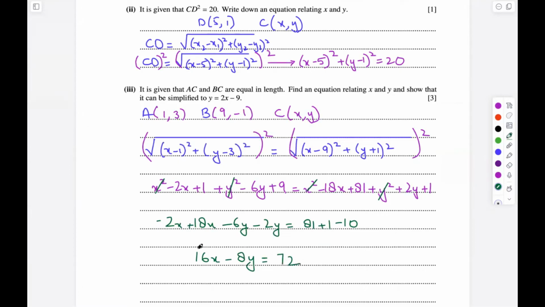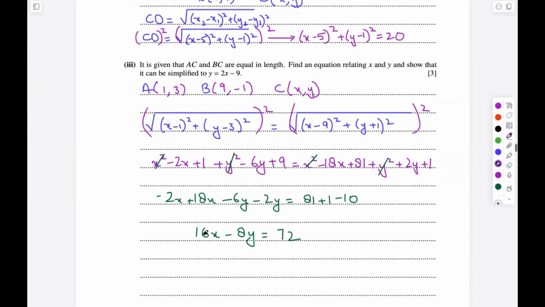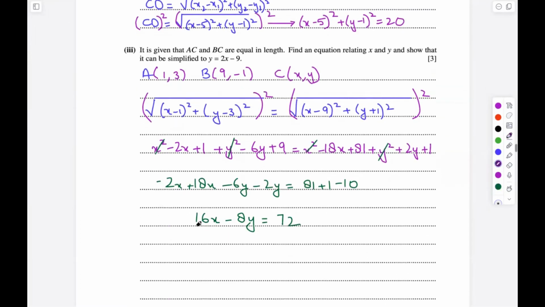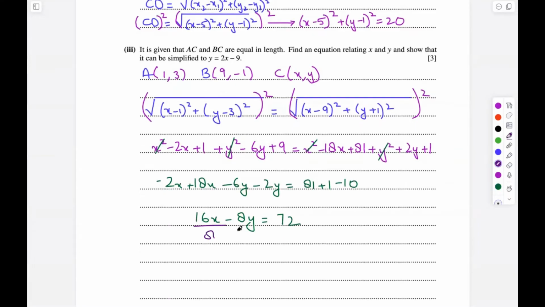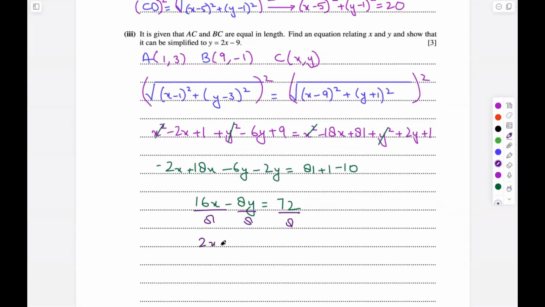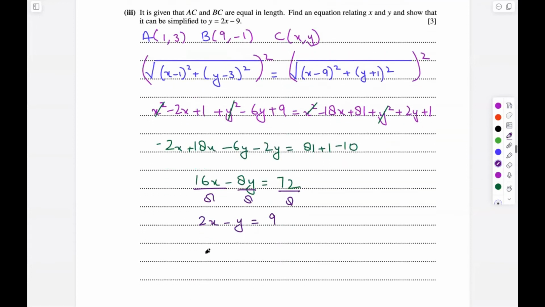And as we have to give it in the form y equals to 2x minus 9, first we can divide the whole equation by 8. So this will become 16x upon 8 will become 2x minus y equals to 72 divided by 8 is 9. Taking y on the right hand side, we can write the final equation as y equals to 2x minus 9, as we had to prove in the question.